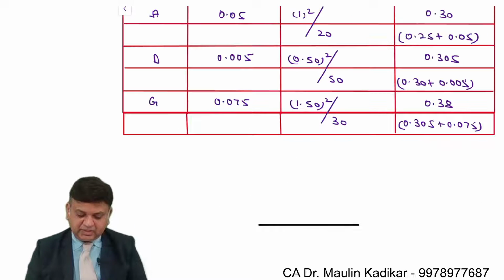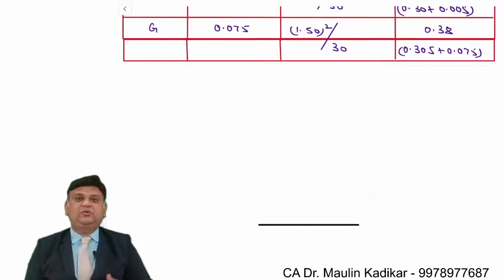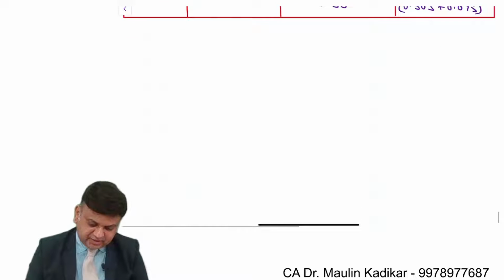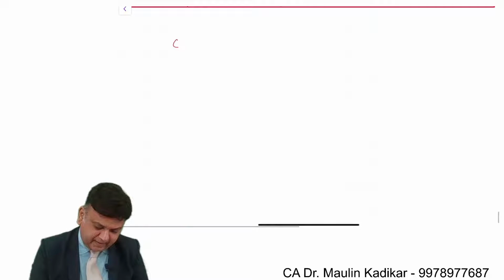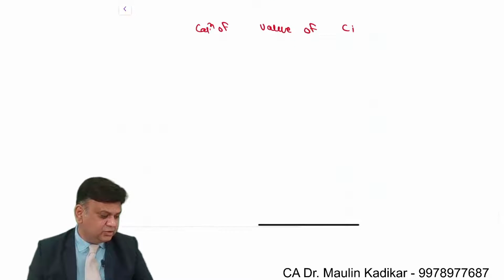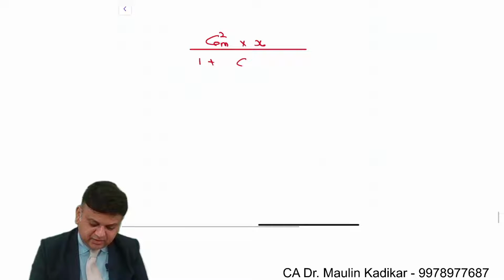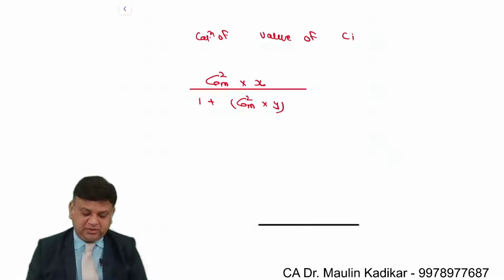So in the next step we will make the calculation of the Ci. That is, based on that, we are required to determine the cutoff point. So write down further answer. Calculation of value of Ci. For that, we will use a formula, that is variance of the market portfolio into X divided by 1 plus variance of market portfolio into Y. This is the way the Ci will be calculated.